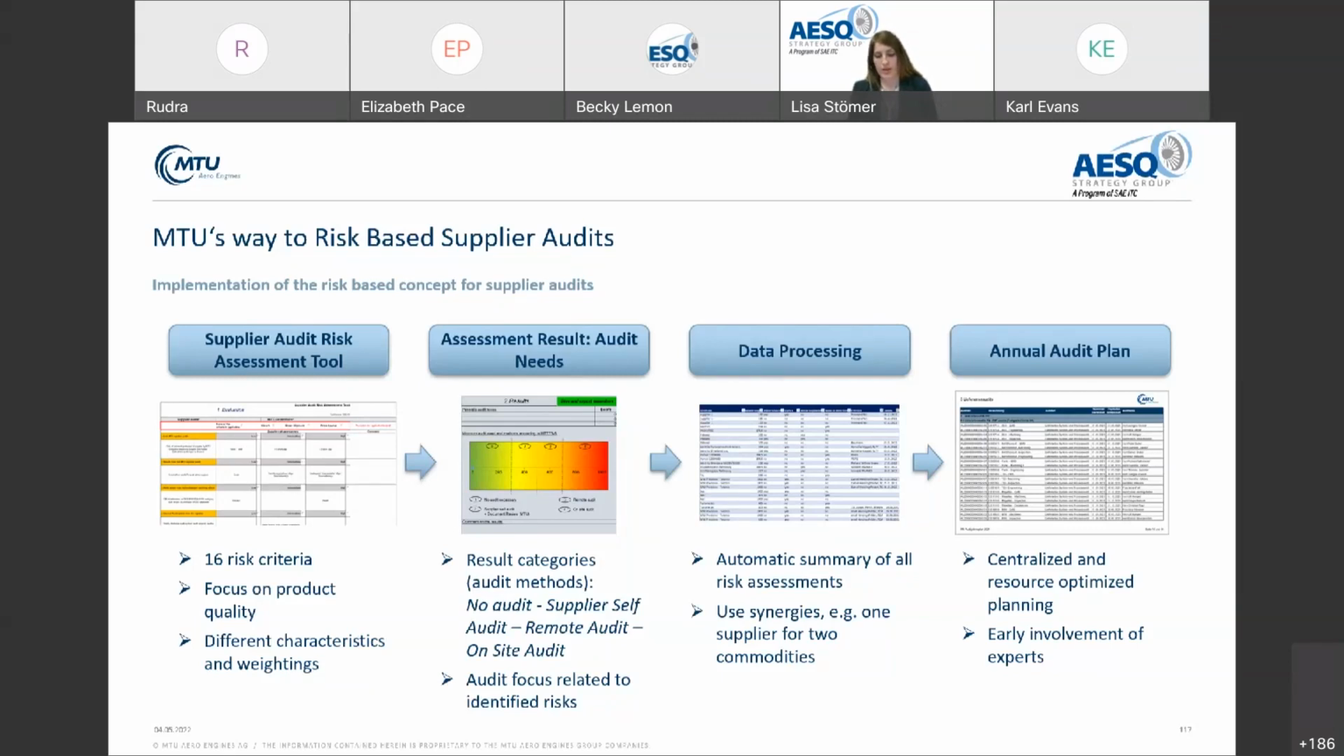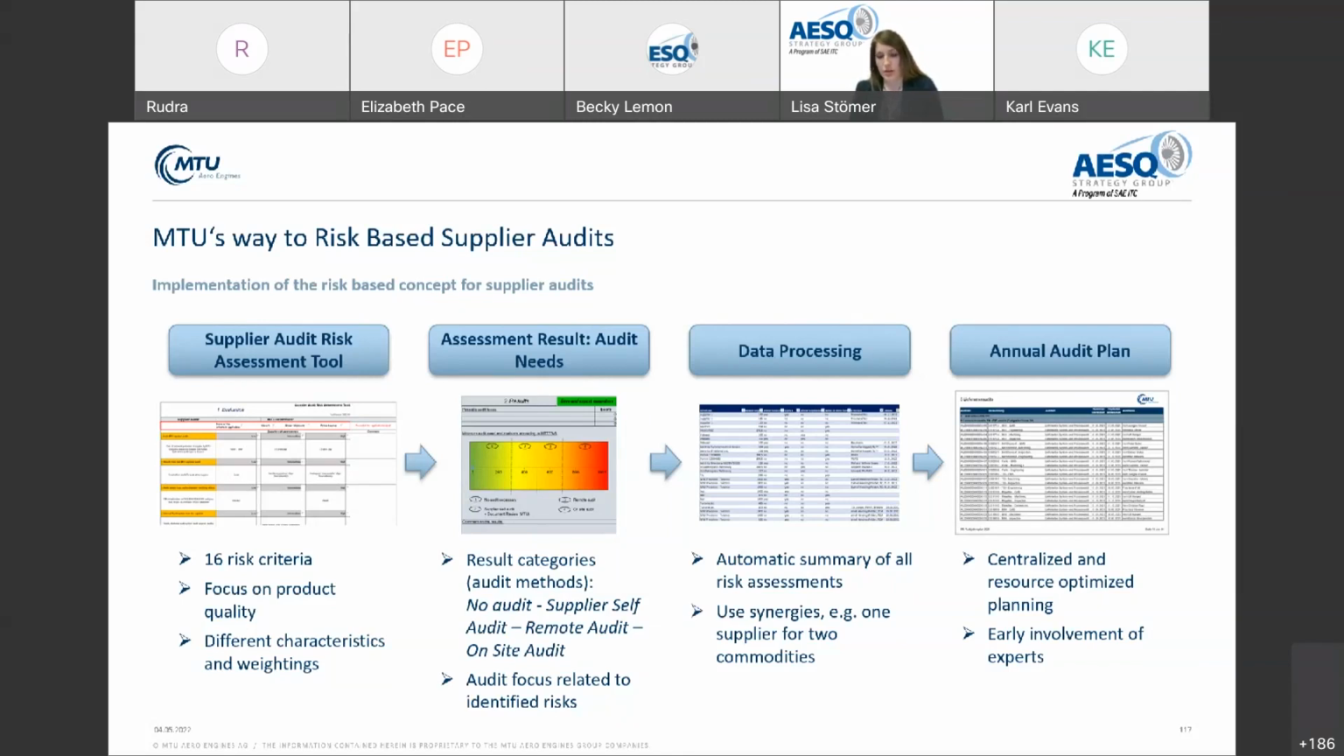We have defined 4 categories depending on the overall risk. So there is no audit necessary, or to do at least a supplier self-audit with a predefined MTU questionnaire, or to conduct a remote audit if useful, or an on-site audit. And in addition, you get a hint for the audit focus.